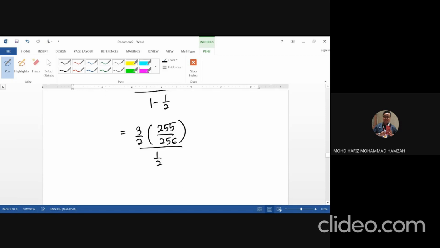So 255/256 darab dengan dalam kurungan 3/2. Lepas tu bahagi dengan dalam kurungan 1/2. So dapatlah jawapan dia 765/256.